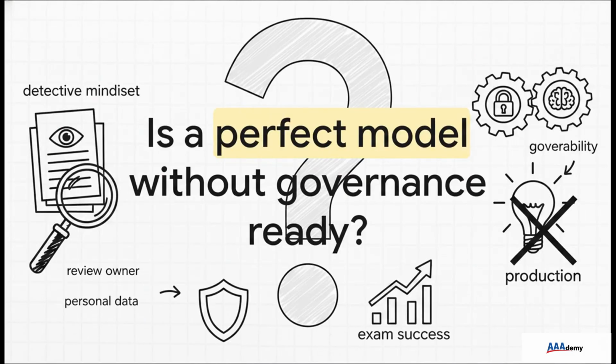I'll leave you with this final provocative thought to cement your new mindset. If your perfectly accurate AI model collects unnecessary personal data and lacks a named review owner, is it really ready for production? The answer, as you now know, is absolutely not. Governance and capability always come first. Keep applying this structured detective mindset and you are going to absolutely dominate the AI 901 exam.